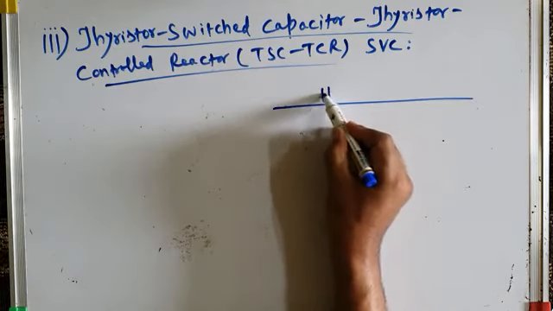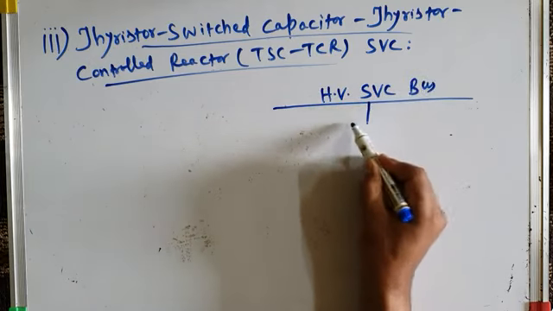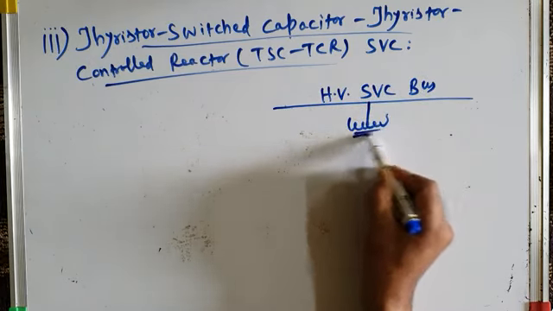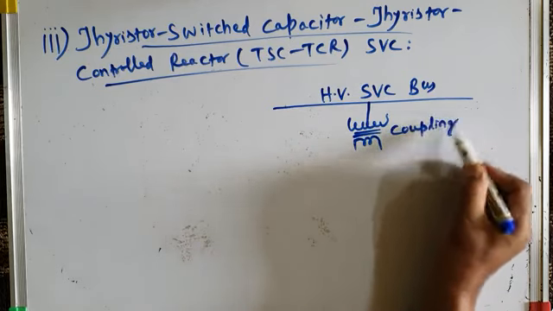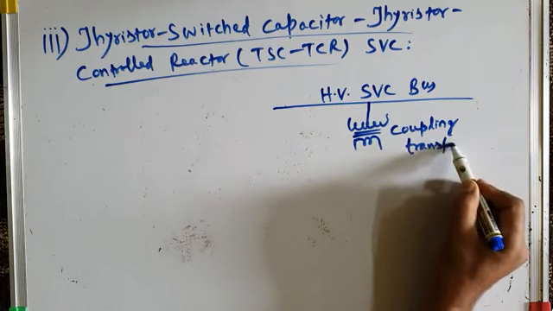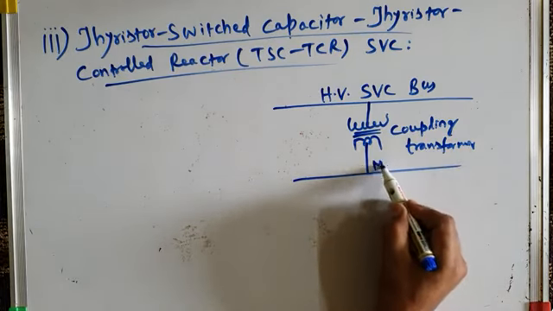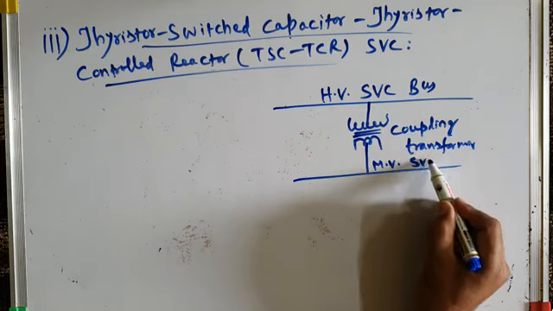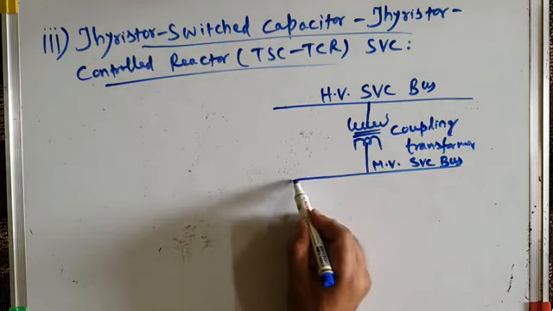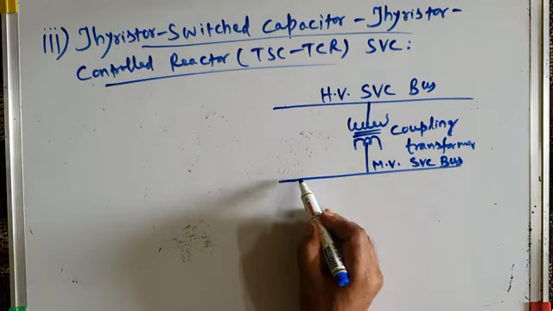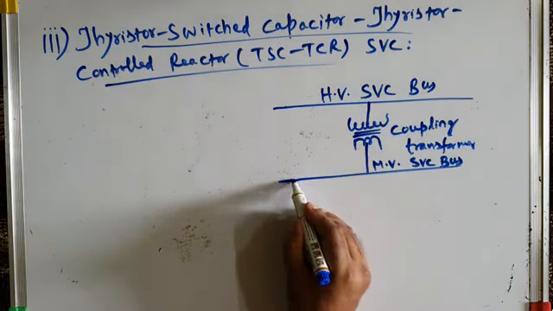The schematic diagram is like this. We have a high voltage SVC bus, the HV SVC bus, and then we have a step down transformer, which is also called the coupling transformer. It steps down the voltage from the high voltage level to some medium voltage level, and it creates the medium voltage bus, the MV SVC bus, that is the medium voltage SVC bus. And then to this medium voltage SVC bus we connect the TSC branches, and we connect a segmented TCR also. So the connections are like this.